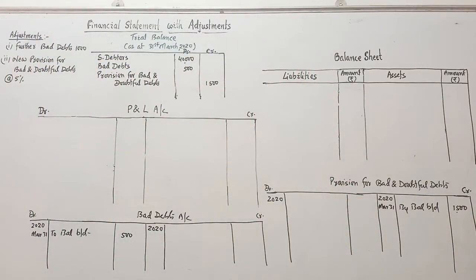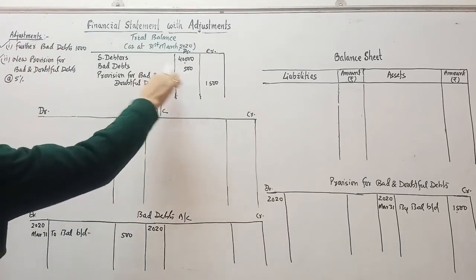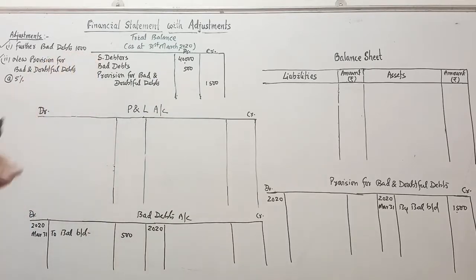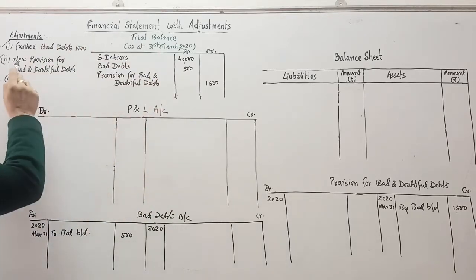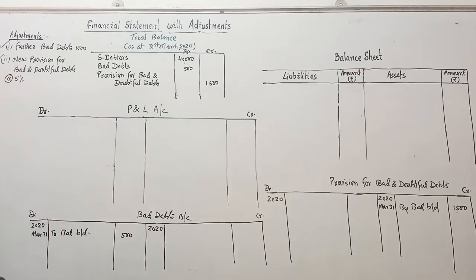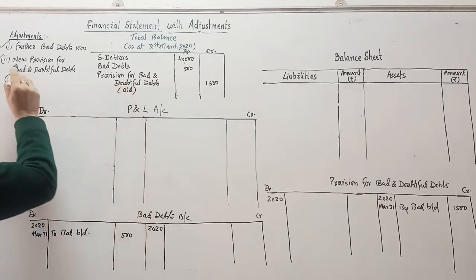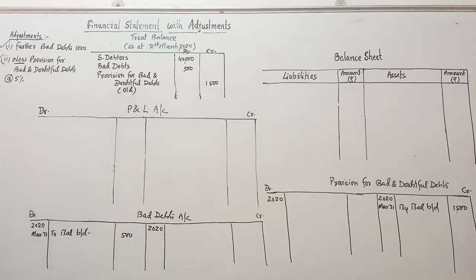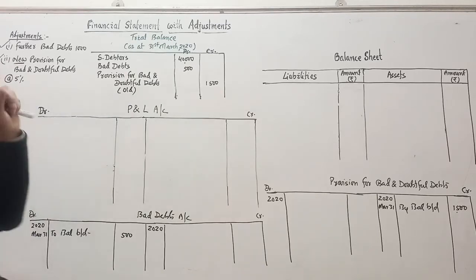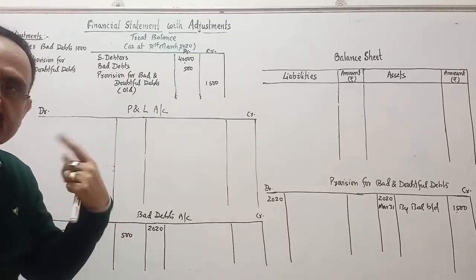Okay. Now see, in the adjustments, two adjustments are given, number 1 and number 2. Number 1 is further bad debts, meaning additional bad debts, given in the adjustment outside the trial balance. And the second adjustment is new provision for bad and doubtful debts. This is the old provision, the provision of the last year, and this is the new provision. The new provision for bad and doubtful debts is at the rate of 5%. 5% on what? 5% on debtors.